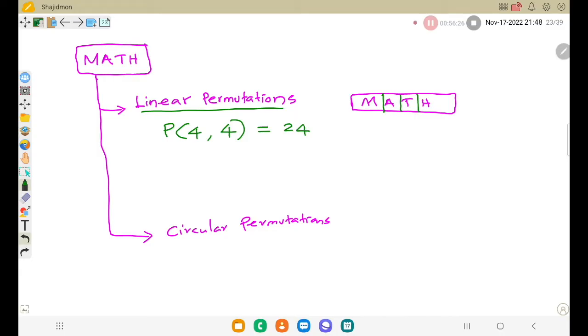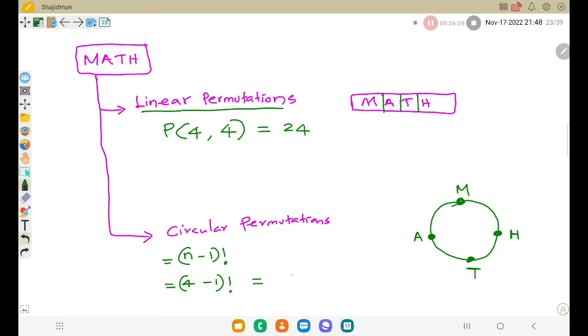Now the same math I am arranging in a circular way. How many circular permutations? Here I am writing M and A, T and H. How many ways in a circular way can I arrange that? That is n minus 1 factorial. What is the n number? n equal to 4. So 4 minus 1 factorial, which is 3 factorial, which is 6, correct.